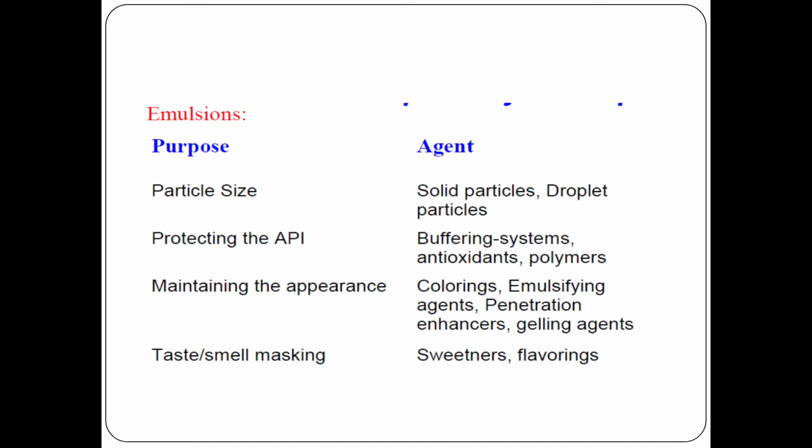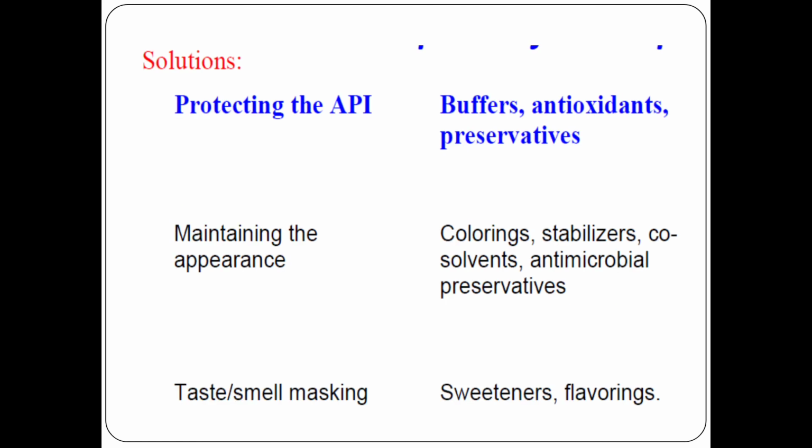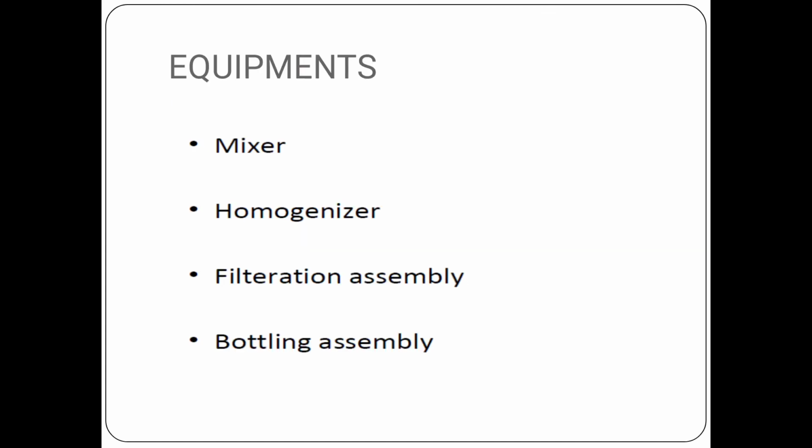Emulsions are also there. There are some droplet particles which are used for maintaining the particle size. Buffering agents, some antioxidants to protect the API from various conditions. Same coloring agents for maintaining the appearance, sweeteners for taste masking purpose. In solutions, buffer, antioxidant and preservative play a very important role in protecting the APIs, and the remaining are the same: coloring agents, stabilizers, co-solvents, antimicrobial preservative used for maintaining the appearance, and sweeteners are there. Now the equipment for each and every stage are there.